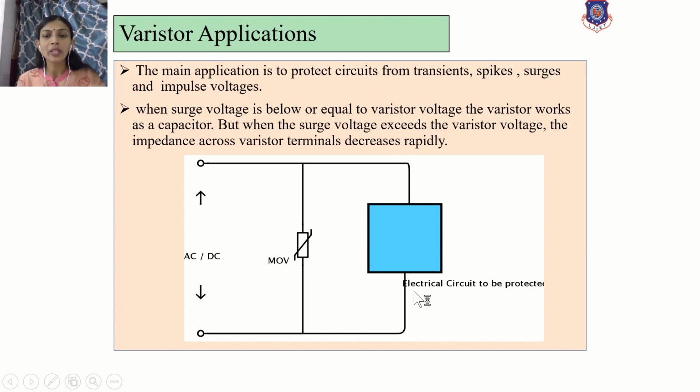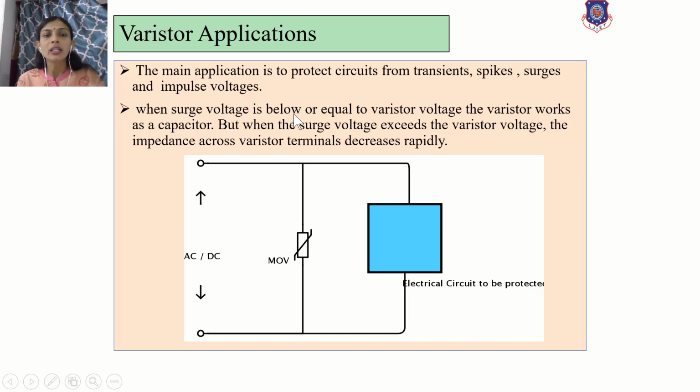This is an example of an electrical circuit to be protected, and this is the varistor symbol, which is also denoted by MOV or varistor. It is connected in parallel with the electrical circuit to be protected, and this is the AC supply or DC supply. Now, how does it protect? This is the applied voltage, which is also known as the surge voltage, right?